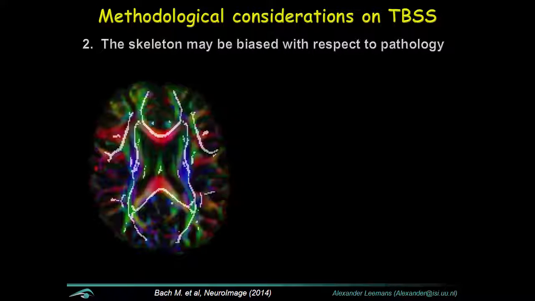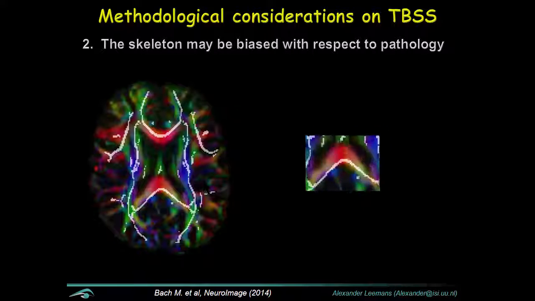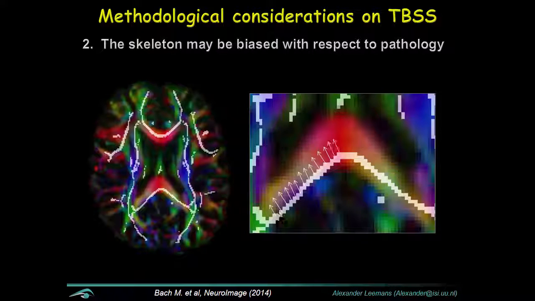The second one, I think, is a bit more fundamental, is that it may actually be biased with respect to the pathology that you're interested in, for instance, the effect of interest. So what I'm showing you here is a single subject with the skeleton overlaid. Okay? At this stage, the projection step is applied. So what happens is for each point on the sheet, on this skeleton, perpendicularly, the locally maximal FA value is found. Okay, so it says like, okay, in this area the FA is maximal. Great. So then indeed you can assume that there's anatomical correspondence.